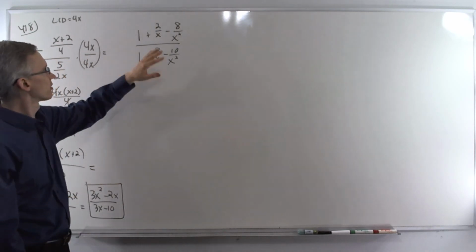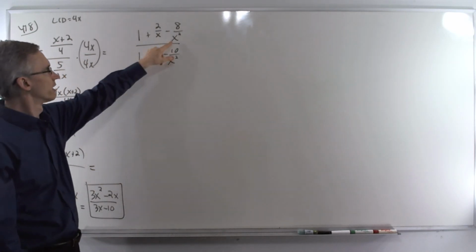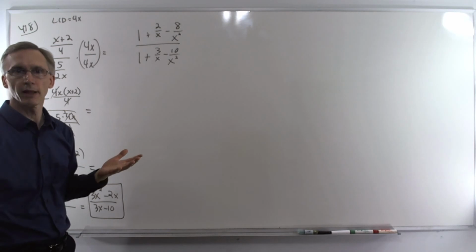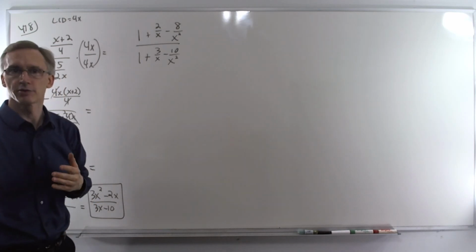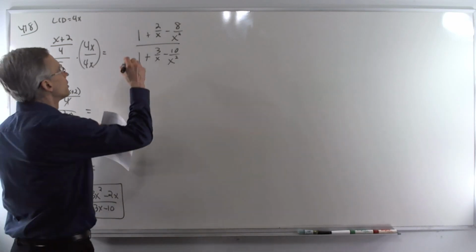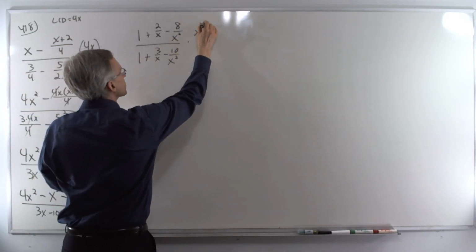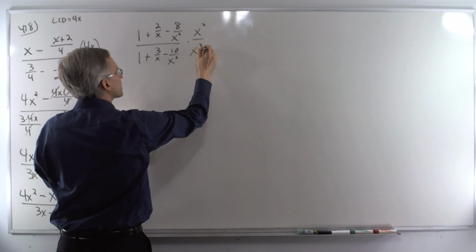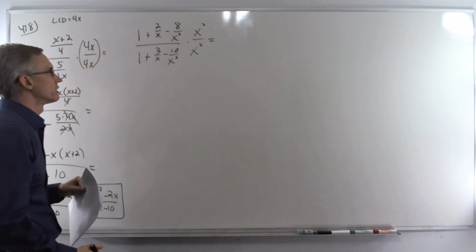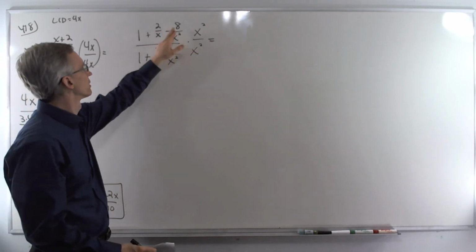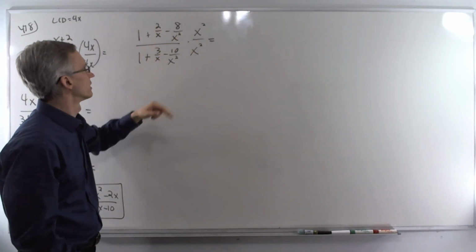All right, so we've got all these little fractions. Let's take a look at the denominators. We have a single variable x, and the highest exponent is 2. That makes the least common denominator x squared. So what we're going to do is multiply by x squared over x squared. And now we take this x squared and distribute into each of these.